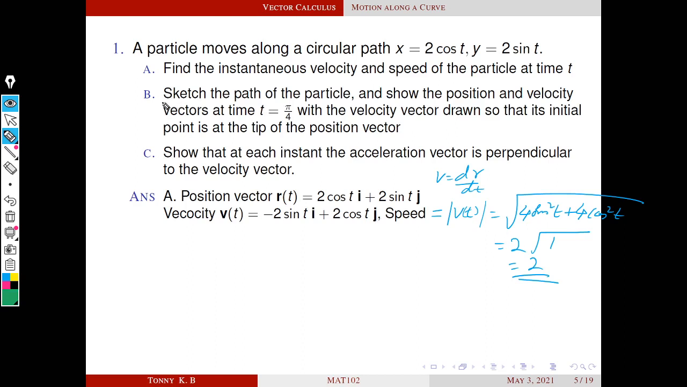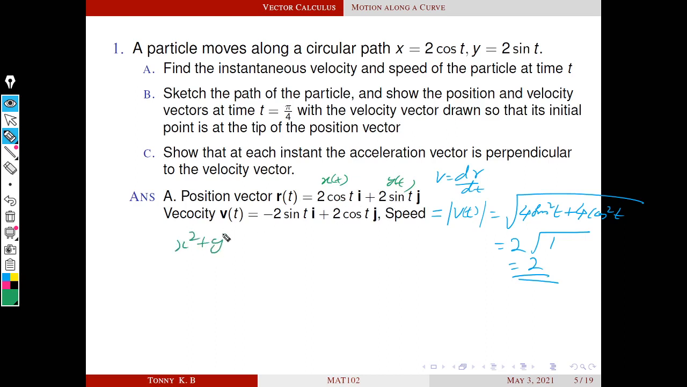Okay, next we have to sketch the path of the particle. The path of the particle is r of t equal to 2 cos t i plus 2 sin t j. So geometrically, what about this one? This is our x of t and this is our y of t, and it's clear that x and y satisfy a simple equation. What is that simple equation?